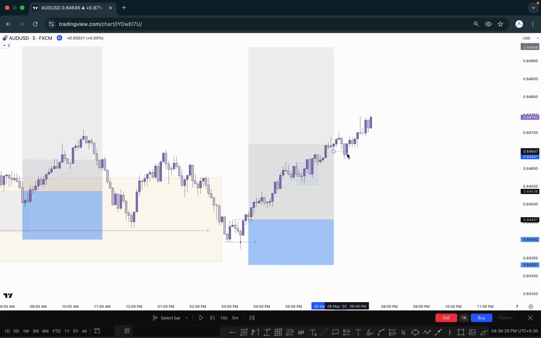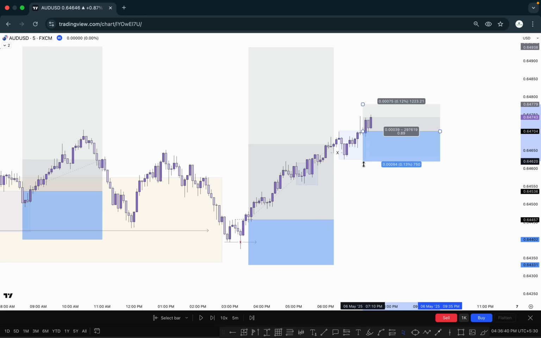Look at this one. This time the market swept the previous low here and swept the previous low here and broke this one. So we can plan for the buy to the upside right here. This is our zone where we can buy and put the stop loss just below it.